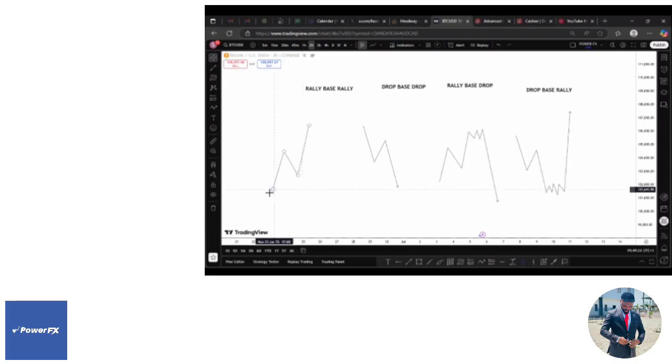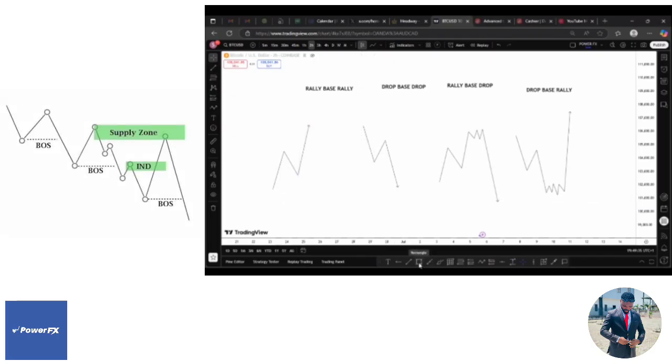Because whenever the market is doing rally base rally, which is an uptrend, higher highs, higher lows, and higher highs, the higher lows are my base. I'd want to identify them to be my base. So whenever I'm trading supply and demand, I always see this to be my base.